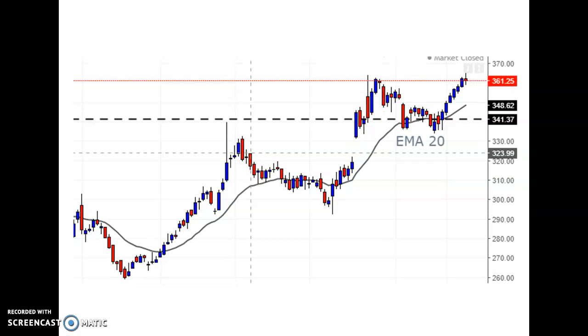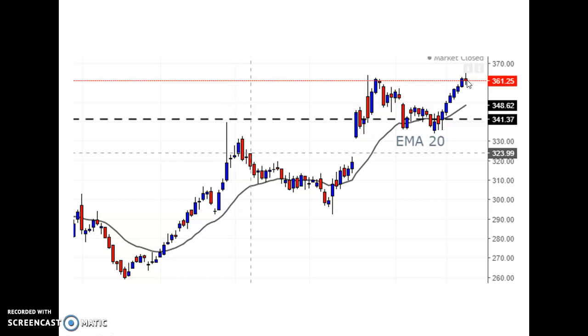Moving on to the next slide is the simple exponential moving average 20. Just observe the cursor movement. This is the exponential moving average 20, and if you observe over here, it has taken support from the exponential moving average 20 around the 342 price levels. It has crossed from there and formed the 363. What exactly is the exponential moving average?